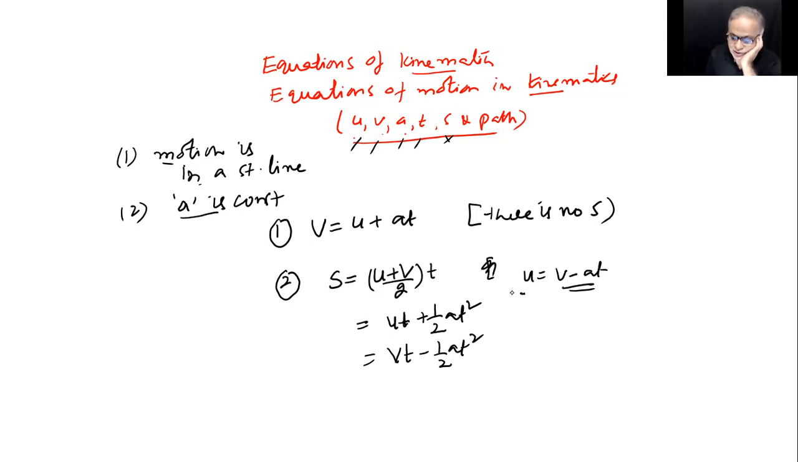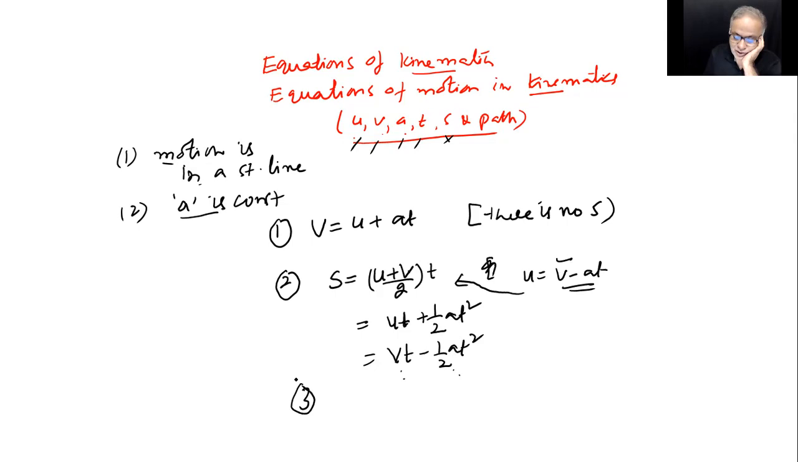If you substitute U equals V minus AT in this, see, how did you get UT plus half AT square? By substituting V equals U plus AT. Am I correct? But substitute U equals V minus AT, you get VT minus half AT square. Because minus had come, don't say this is deceleration, because I'm writing in terms of the final velocity.